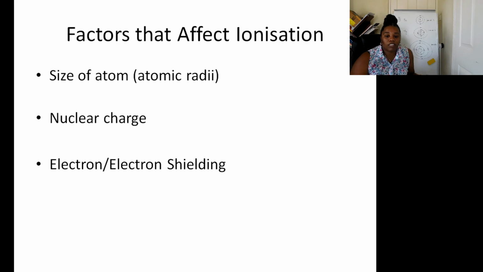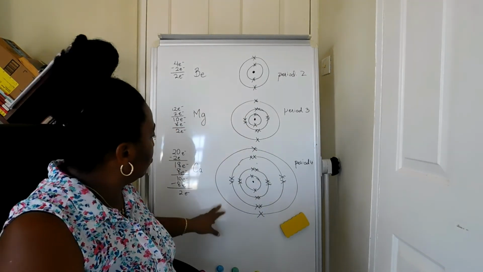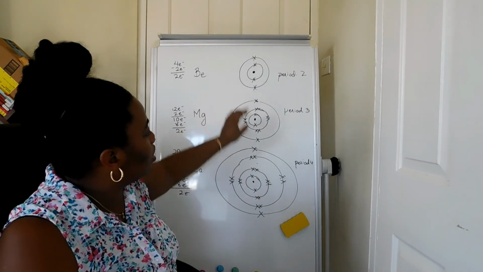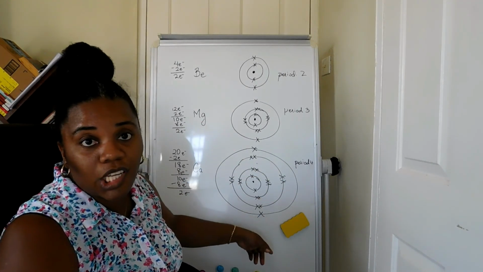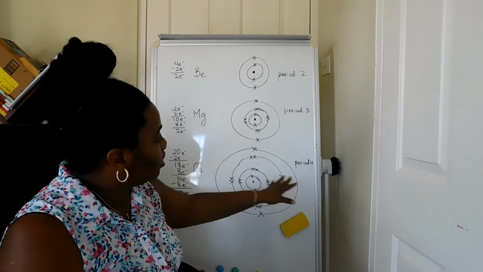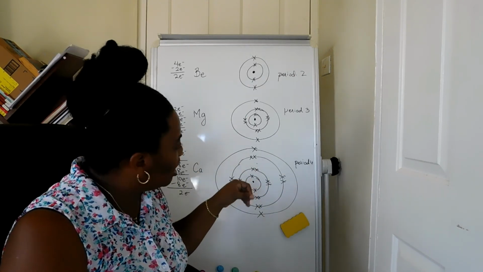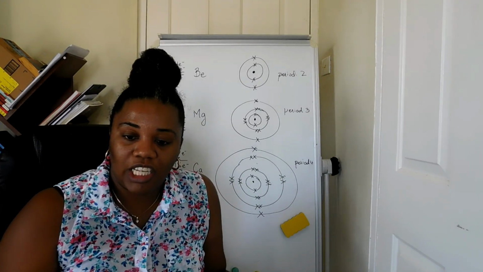Factors that affect ionization: the size of the atom, the nuclear charge, and electron-electron shielding. Right? So obviously this will ionize much quicker than this one. So calcium will ionize much quicker than beryllium because of electron-electron repulsion. Ionization meaning loss of valence electrons. Size of the atom is nice and big, good, yeah. And so you lose the electrons really quickly.